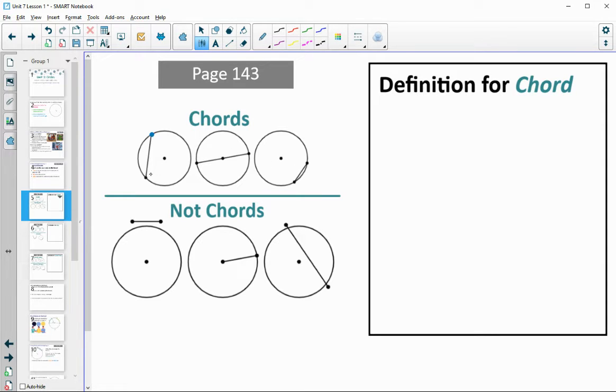So a couple defining characteristics of chords is that they go from side to side, okay? So this endpoint is on the circle, so is this one. This endpoint is on the circle, so is this one. Versus this one has its endpoint in the middle. This one is outside like we talked about, and these endpoints are outside.